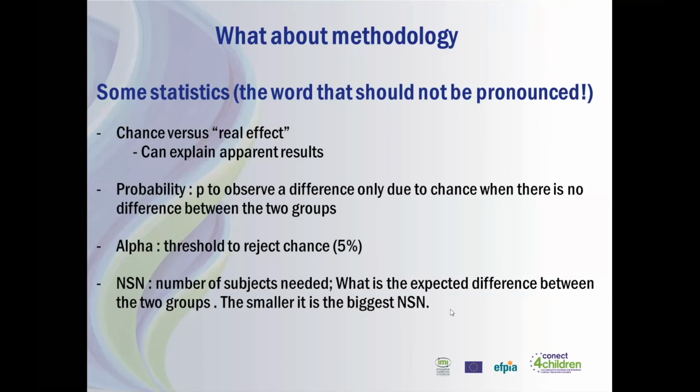So if you think that there's a huge efficacy of a treatment, it's going to be easier to demonstrate. But if you think that there's an efficacy, but maybe it's not that much, depending on the comparator, it's going to be more difficult to show.